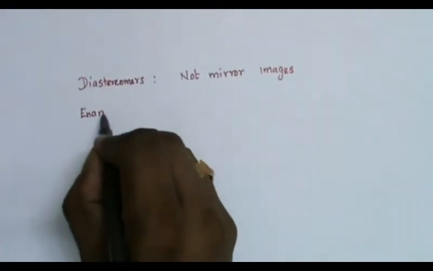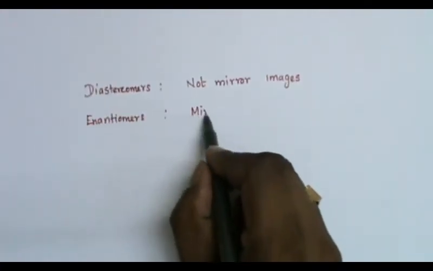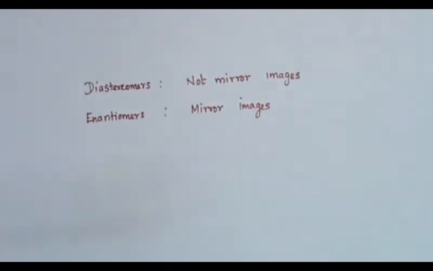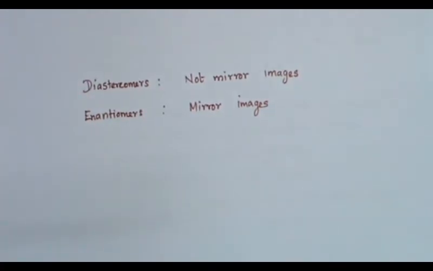Enantiomers are mirror images. For any stereoisomer, there will be one enantiomer. You can take any stereoisomer, there will be its mirror image, that is enantiomer. So for a stereoisomer, there can be only one enantiomer, whatever may be the number of chiral centers. But diastereomers are not like that. Depending on the number of carbons, it will increase.